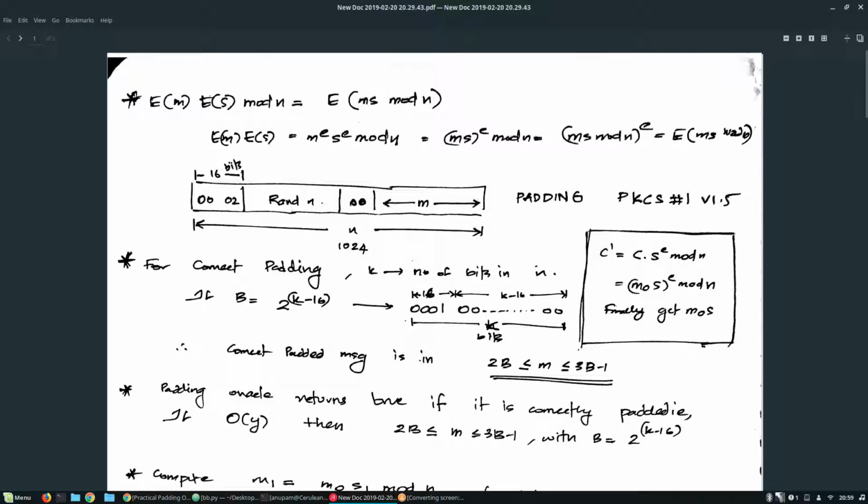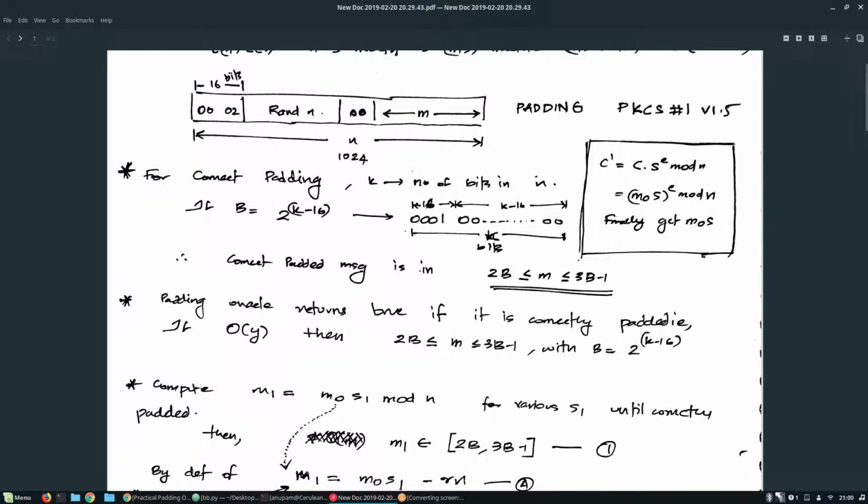The first 2 bytes will be 00 and 02, which is in hexadecimal, so that will be 16 bits in total, then followed by random padded numbers, then followed by 2 zeros, then our message. So basically this whole thing will come up to n, which is the key size, which will be 1024 in our particular example, and based on this padding scheme we'll write an oracle which will in fact check whether the message is conforming to the standard.